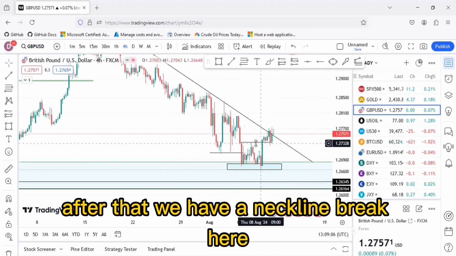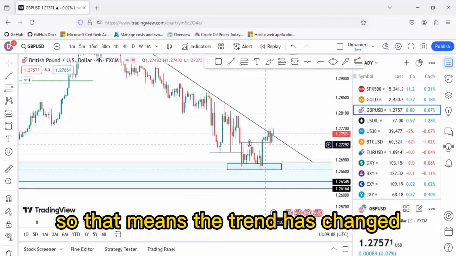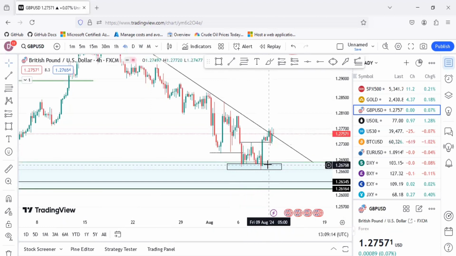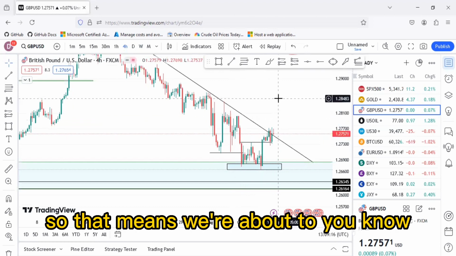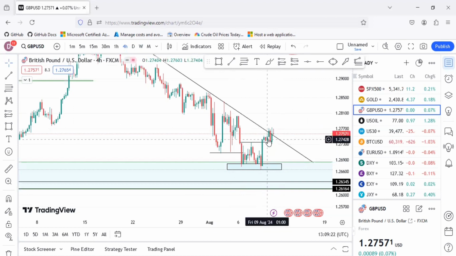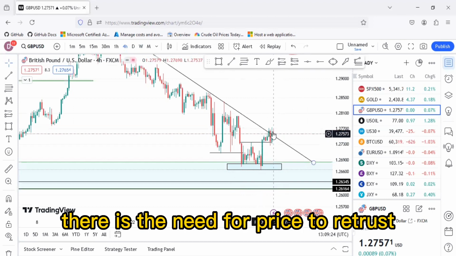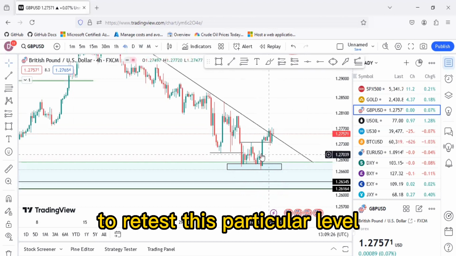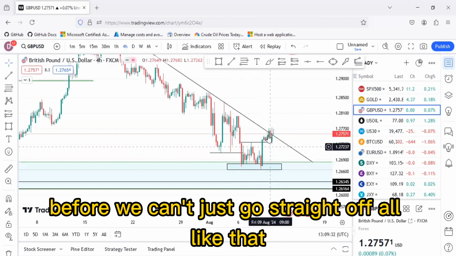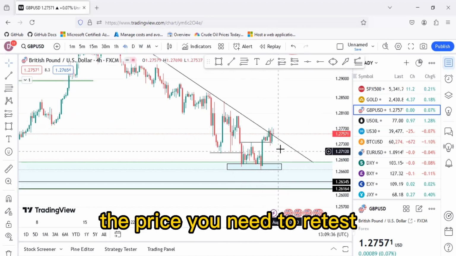After that, we have a neckline break here. So that means the trend has changed. This is a change of character right now, a change of trend. Double bottom, change of trend. So that means we're about to start an uptrend. But before we move, there is the need for price to retrace, to retest this particular level, this 270.30 here. We can't just go straight upward like that. The price still needs to retest.